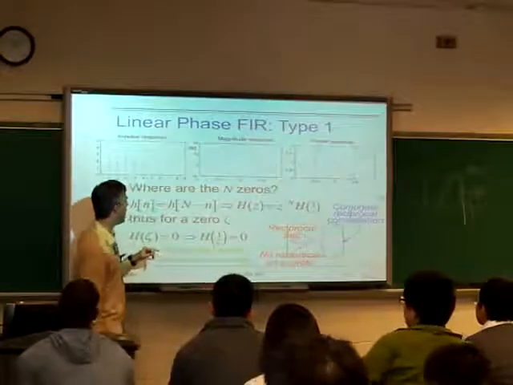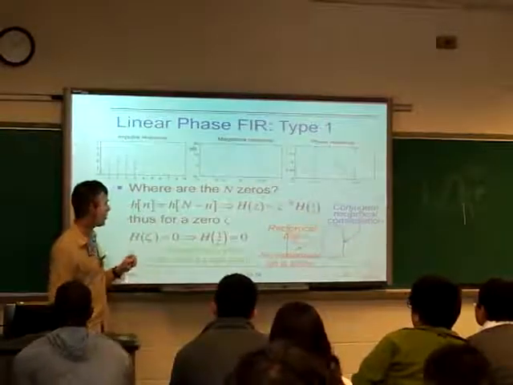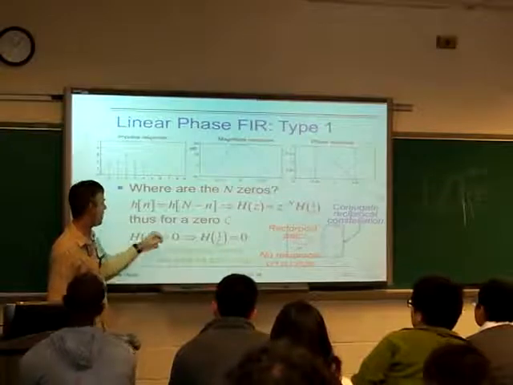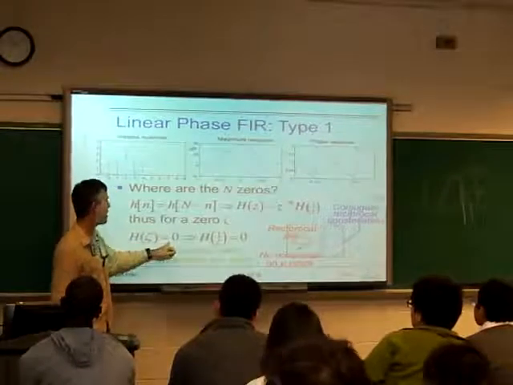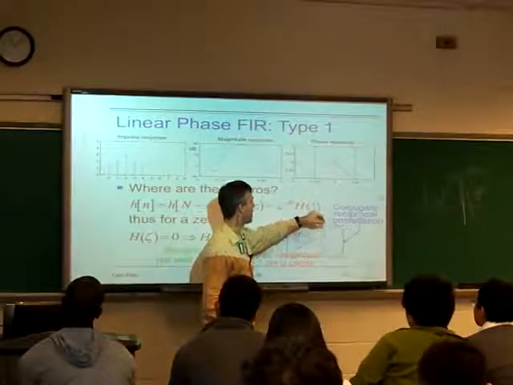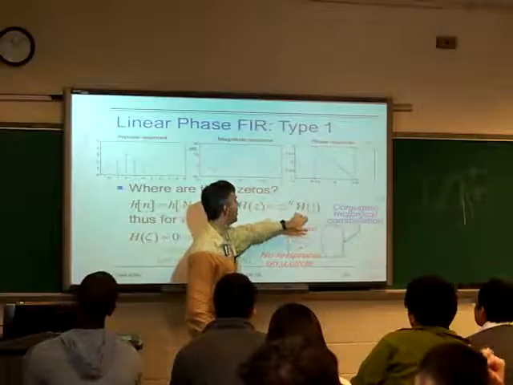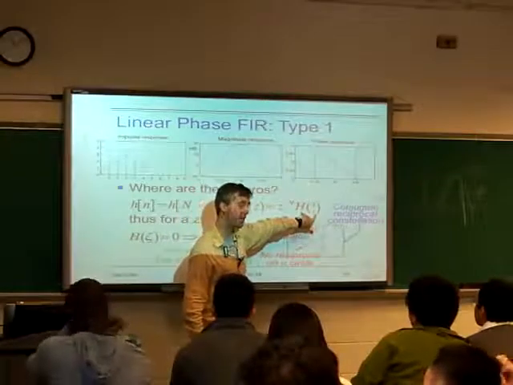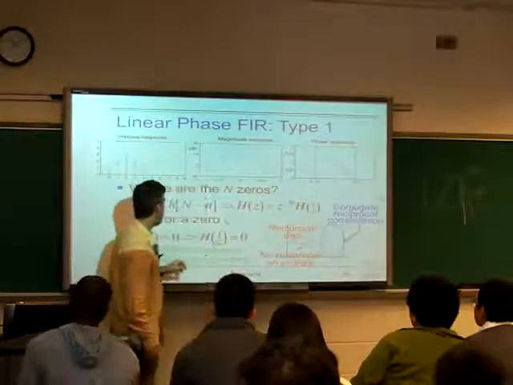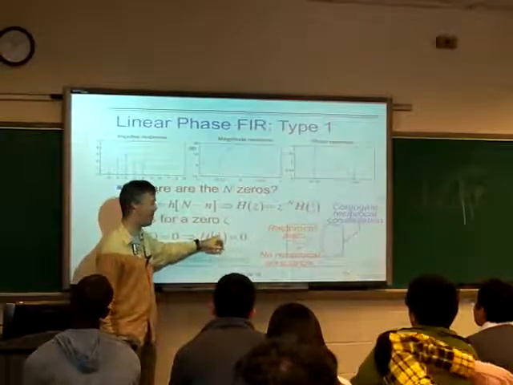What this means is if there's some 0, which means there's some value of z for which h of z is 0, so if the 0 is zeta, then h of zeta is equal to 0. We're saying that h of z is equal to z times h of 1 over z. So if this part is 0 and this thing is not 0, then this part must also be 0. So that means that for any 0 that you find, the reciprocal value of z must also be a 0.